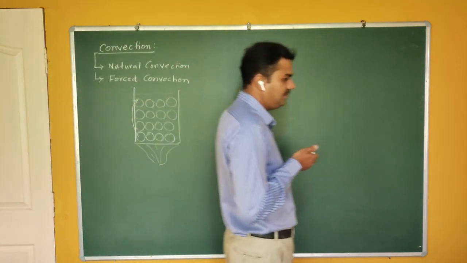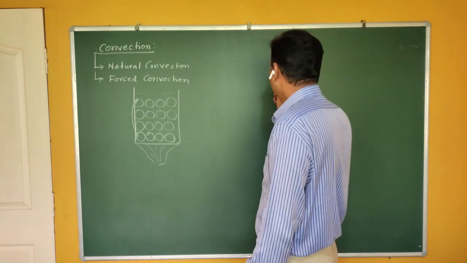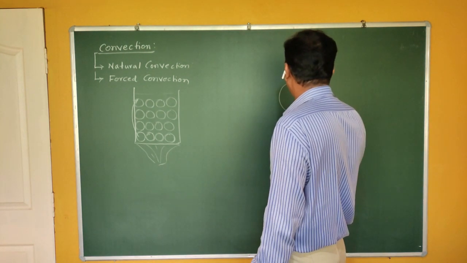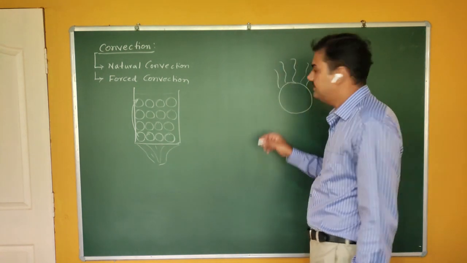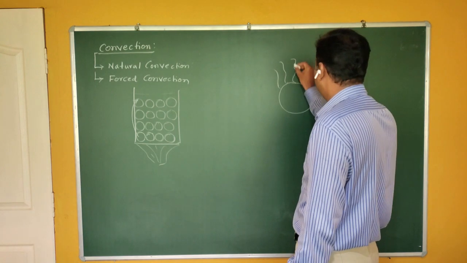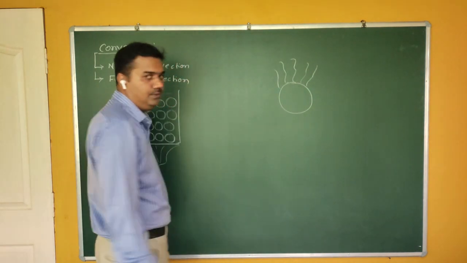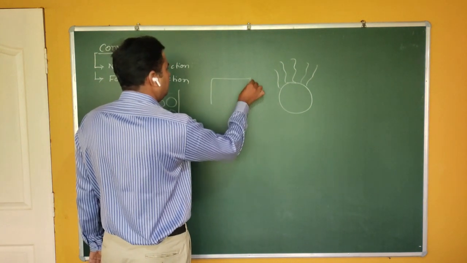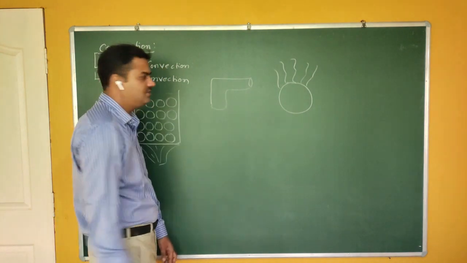Okay, let me take one more simple example for forced convection as your hair dryer. Okay, somewhat when you after taking your bath, let me assume that your hair is wet. You want to dry it, so therefore you use a hair dryer. Let me take a rough shape of a hair dryer. It is in the form of some gun shape like this.